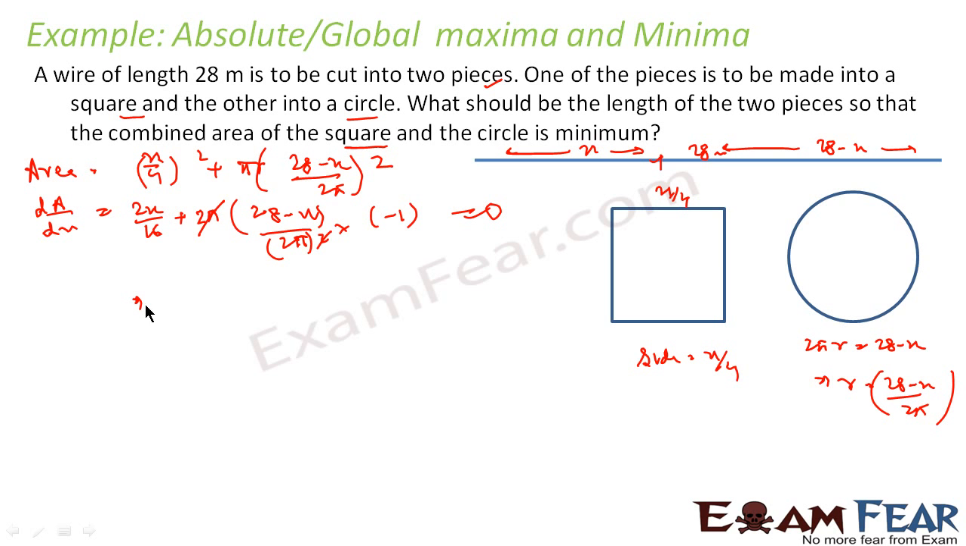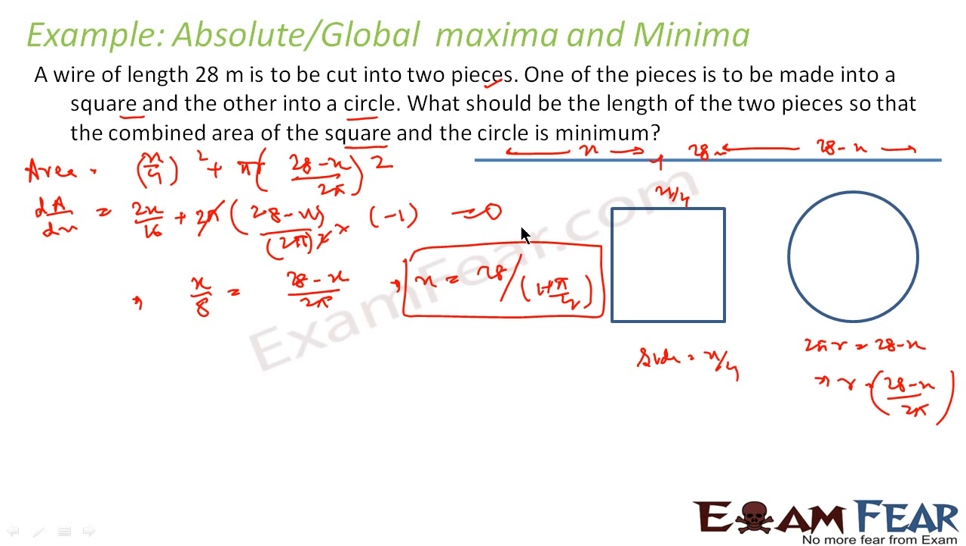So if you solve this, you can solve this on your own, or let me solve this: x by 8 is equal to (28 minus x) by 2 pi. Correct? Or if you solve this, x will come out to be 28 by (1 plus pi by 4). This is the value of x, but we don't know whether it is a maxima or minima or inflection.